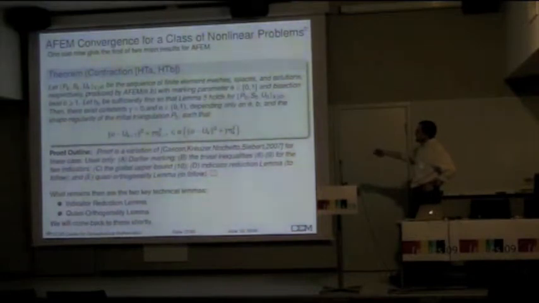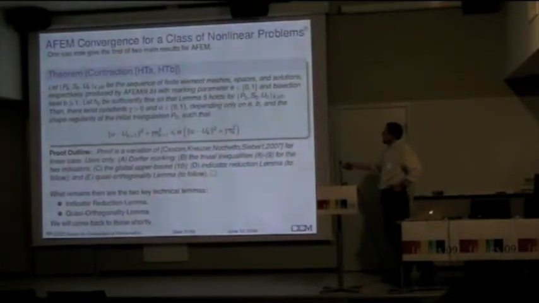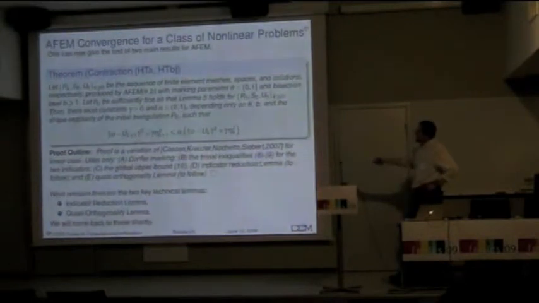And if we have a statement like this, and we know quite a bit about the details of the steps of the algorithms, what the complexity of the different steps are, then we have a hope of actually showing that this kind of an algorithm is optimal. And so the way you prove this, it's a variation of a recent paper by Cascon, Kreuzer, Nochetto, and Siebert for the linear case.